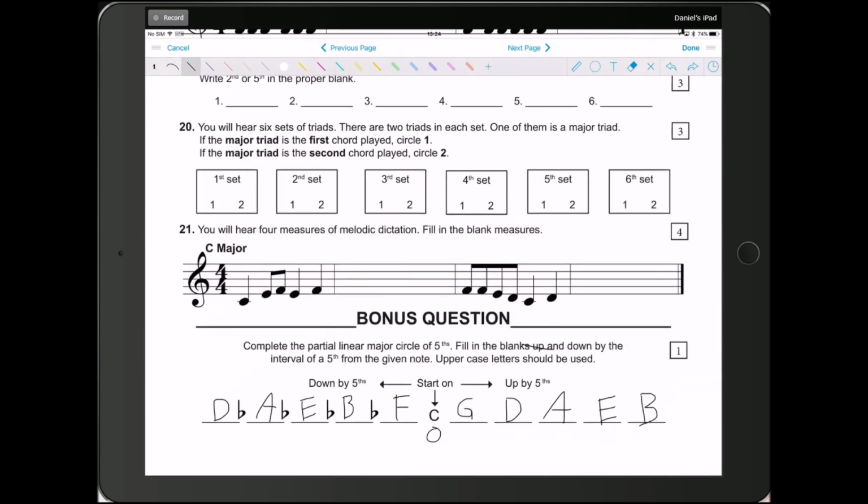If you can remember how to do the circle of fifths right here, then it should greatly help you out for questions 13, 14, 15, and maybe 16.